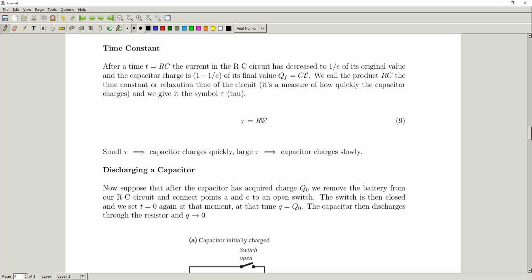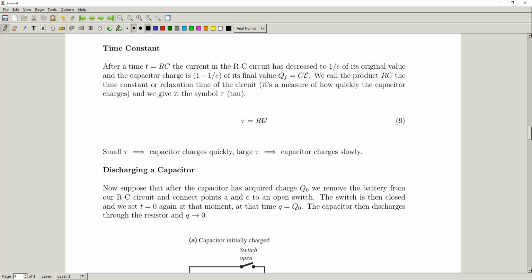And we can kind of see that because we can imagine, well, what would give us a large tau? Well, a large R would give us a large tau. That would mean we'd have a large resistance. And if we have a large resistance, it takes more time for the charge to work its way across the resistor. Our current will be smaller, and so the capacitor will charge up more slowly.